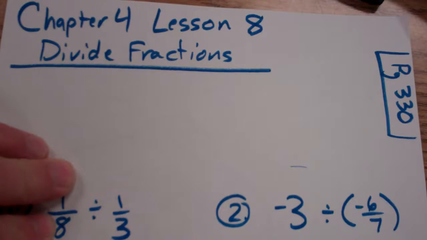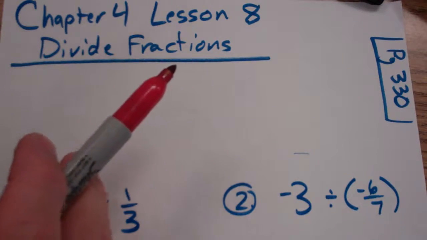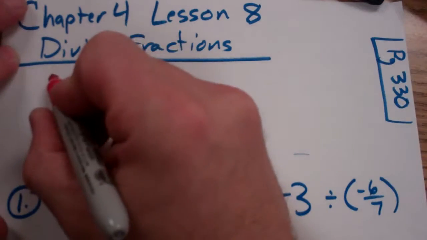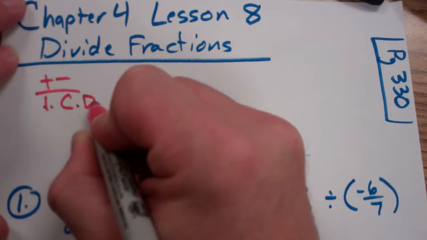Alright, this is Chapter 4, Lesson 8, Dividing Fractions. I'm going to go back through some of the rules. I'm going to quickly go back through addition and multiplication. So remember addition and subtraction rules. You need to go to a common denominator.